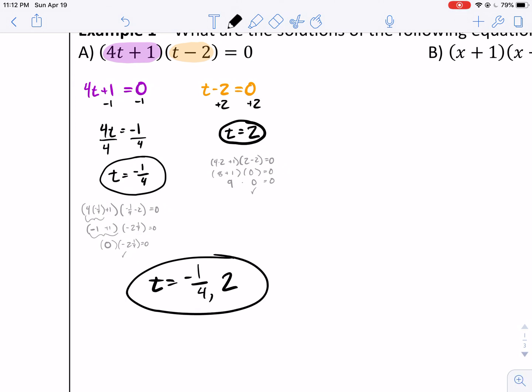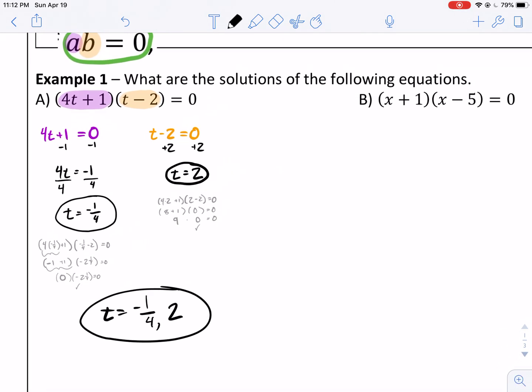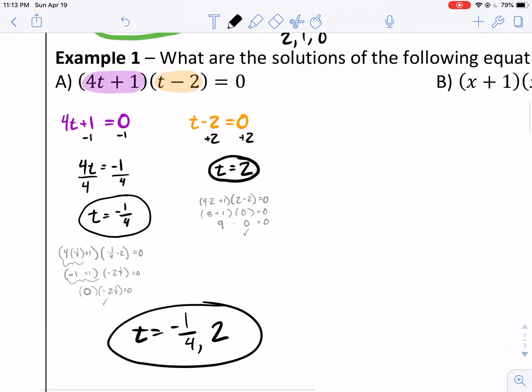Cool. Now remember yesterday that quadratic equations can have two solutions. They can have one solution. Sometimes they won't have any solutions at all. But yay, this one has two. Super. So negative 1/4 and 2 are both solutions to this equation because they both make it true. We have two solutions today.